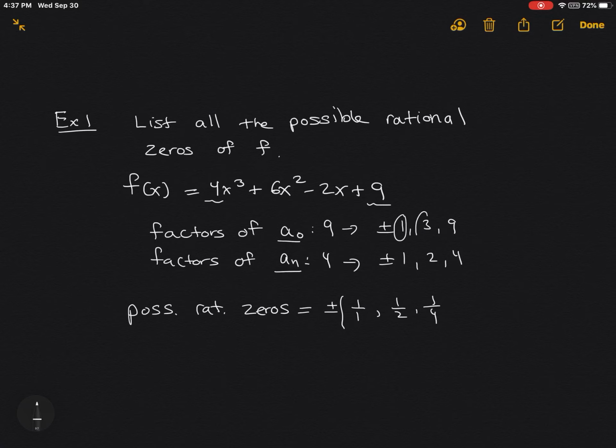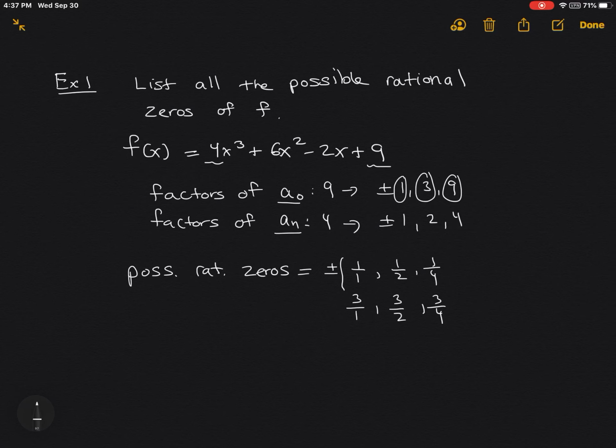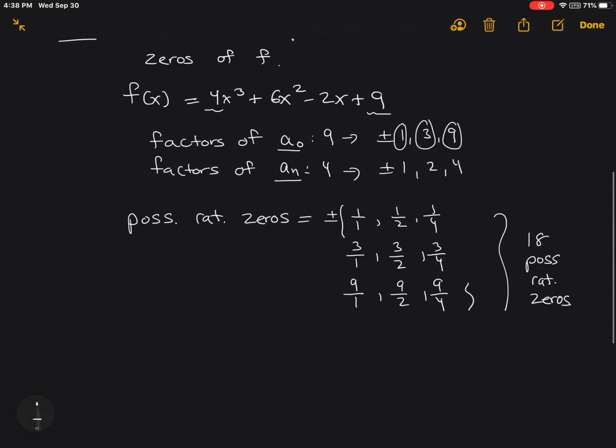And that's with 1 as my numerator. Now I'm going to use 3 as my numerator. So write 3 over 1, 3 over 2, and then 3 over 4. And the very last possible combination I can have is 9 over 1, 9 over 2, and 9 over 4. So those are all my possible rational zeros. If you count it all, there looks like there's 1, 2, 3, 4, 5, 6, 7, 8, 9, times 2. So there's 18 possible rational zeros. Again, it doesn't give you the actual zeros, it only gives you the possible rational zeros.